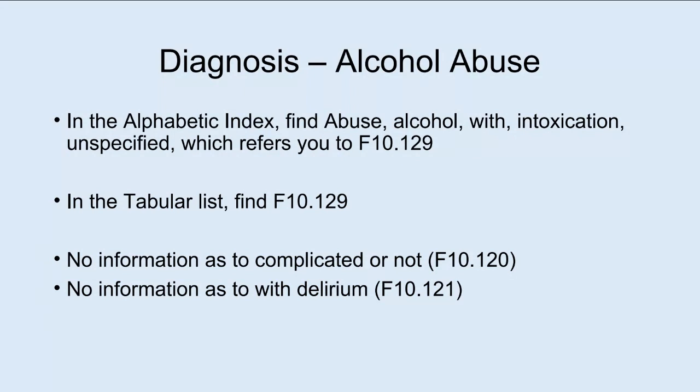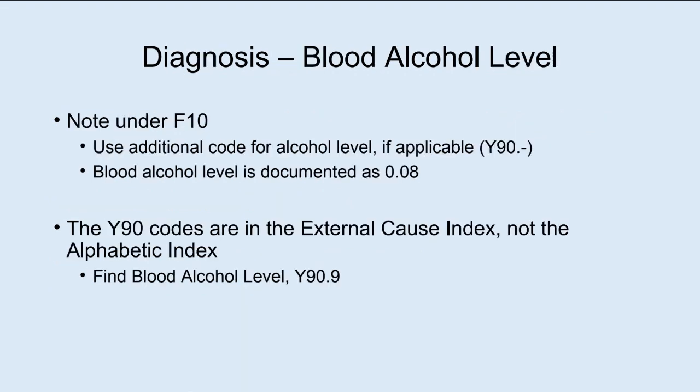So in the tabular list, refer to F10.129. Now there's no information to whether it's complicated or not. This is kind of a side diagnosis, so there may be something, but it's not documented. So we're not going to use F10.120. No information about delirium, F10.121, so we're going to stick with this one. So we're going to go to the tabular list and look for F10.129.